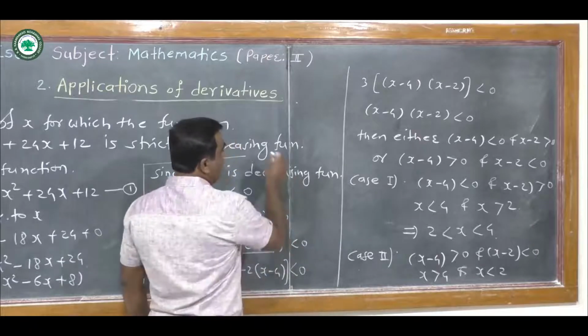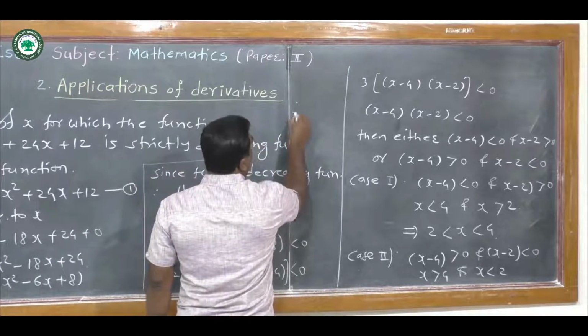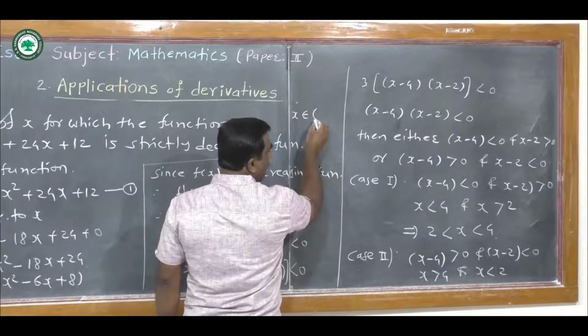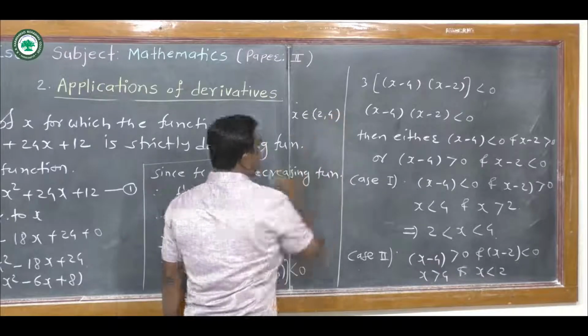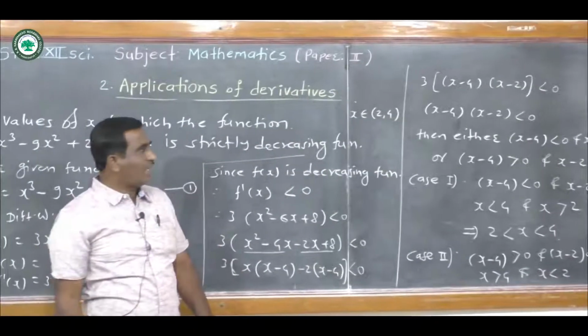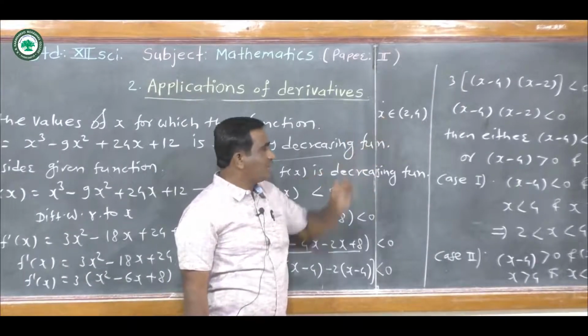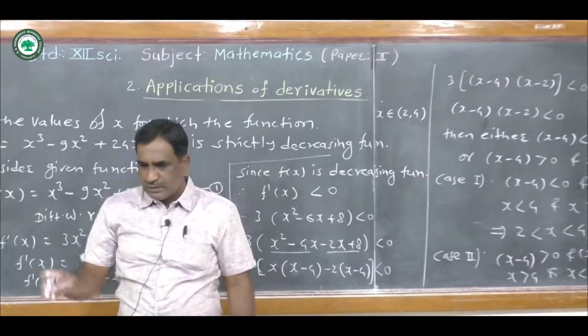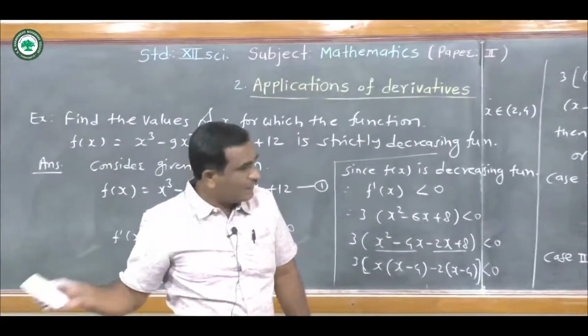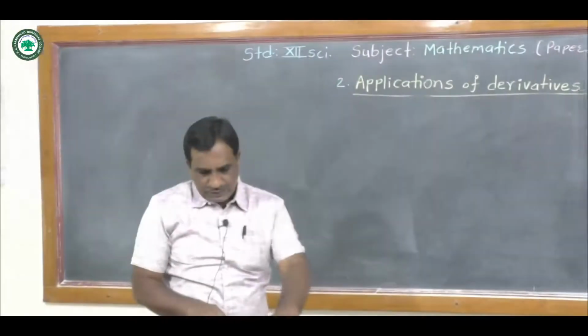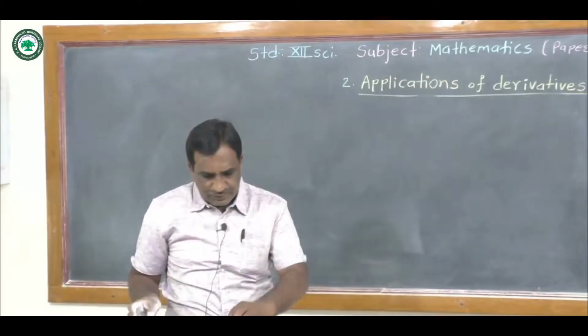We can write this as x belongs to the open interval 2 and 4. x belongs to (2, 4). This is the solution for this example. x belongs to (2, 4). Now we see the second example. Next example.